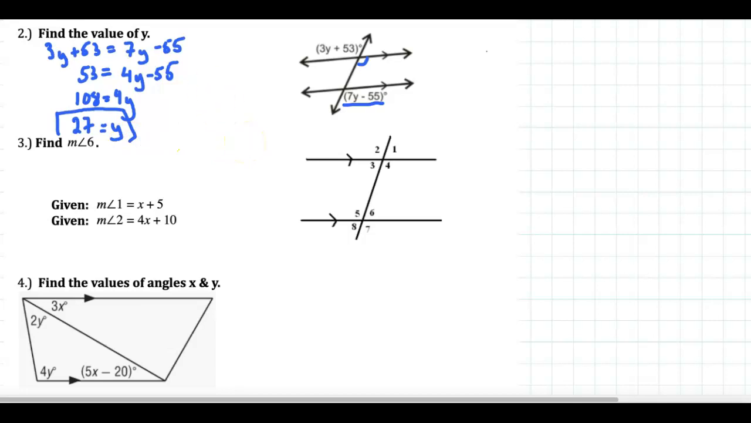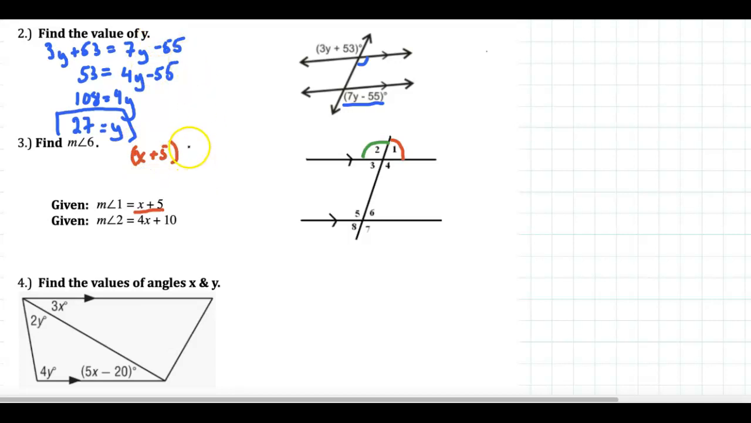Alright, moving on. Let's take a look at the measure of angle 1. So this angle 1, and then we're going to look at angle 2. So angle 2 here. Well, what do we notice about those two angles? They form a linear pair, which means they add up to 180 degrees.